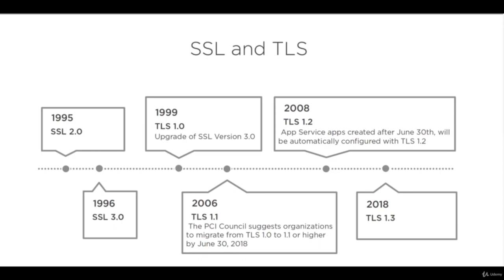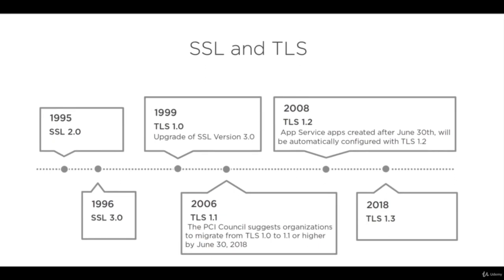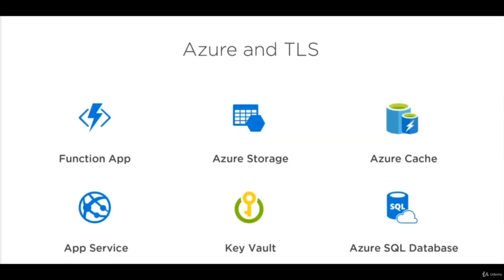TLS version 1.1 was released in 2006 to address major security issues in TLS 1.0. TLS version 1.2 was released in 2008, and it is the default version of TLS for any app service you create after June 30th, 2018. You still will have the option to tweak the TLS version to 1.1 or even 1.0 in the Azure App Service SSL configuration page, but it is not recommended to go below TLS 1.1. Finally, TLS 1.3 was released in 2018.